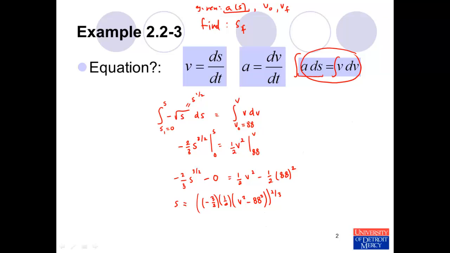In this case, we ultimately want to find the final position, the position when the velocity has reached 0. So since v final is 0, we have -3/4 multiplying -88 squared. So that'll become positive. We take everything to the 2/3 power. We plug that into our calculator, and the final position works out to be approximately 323 feet.